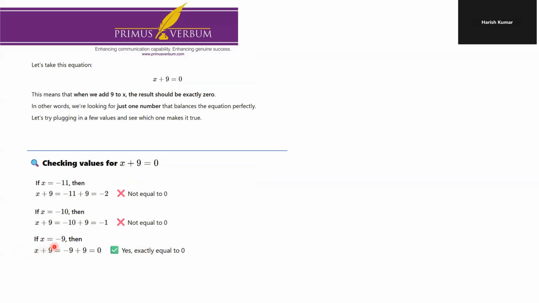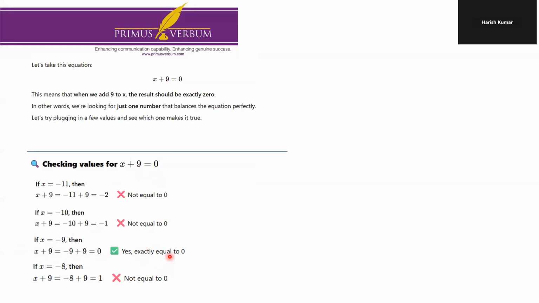What happens when we assign x the value of minus 9? Then x plus 9 becomes minus 9 plus 9, which is equal to 0. Yes, this satisfies the equation x plus 9 equal to 0. And what happens when we assign x the value of minus 8? Then x plus 9 becomes minus 8 plus 9, which is equal to 1, and 1 is not equal to 0, and this equation remains unsatisfied.